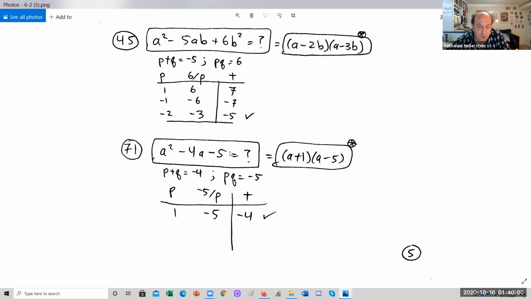A squared minus 4A minus 5, this is a pretty quick one. The sum should be -4, the product is -5. 1 and -5 work fine, so you get A plus 1 times A minus 5.